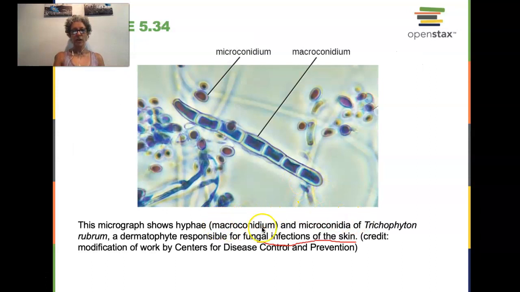So we have conidia, the cone. So the hyphae is the big one, and the microconidia, the little tiny dots. Again, don't have to memorize the types of conidia, but that it is a type of fungus that can cause skin infections.